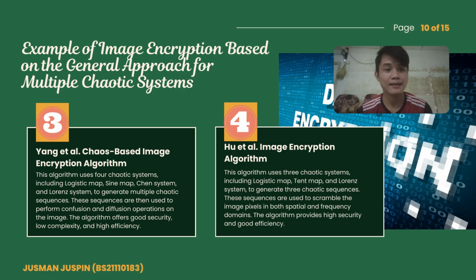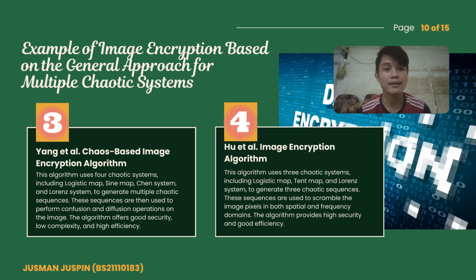The third one is Yang et al. chaos-based image encryption algorithm. This algorithm uses four chaotic systems, including logistic map, sine map, Chen system, and Lorenz system, to generate multiple chaotic sequences. These sequences are then used to perform confusion and diffusion operations on the image. The algorithm offers good security, low complexity, and high efficiency.